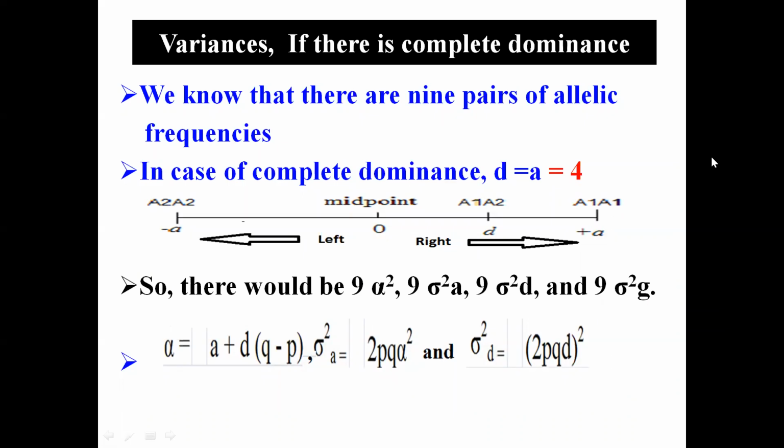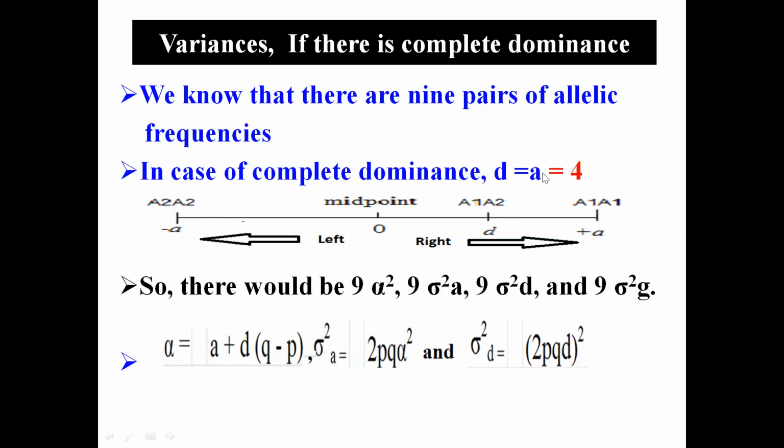Complete dominance. We know that there are 9 pairs of allelic frequencies. In case of complete dominance, D is equal to A. Remember your scale? D is equal to A means this heterozygote A1, A2 is just at the position of A1, A1. And in this case, this D will be equal to plus A. If this A1, A1 is at this place, A2, A2, then it will be minus A.